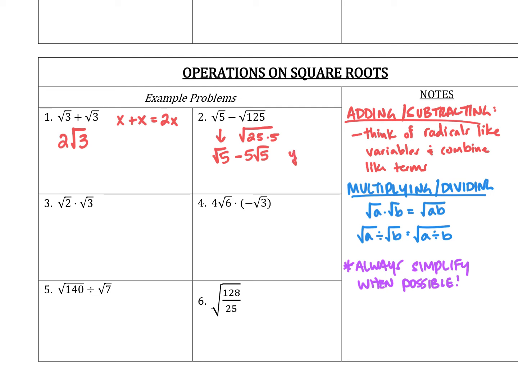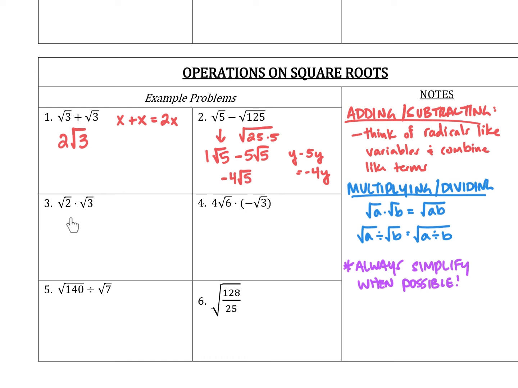If this said y minus 5y, we would know that that's going to be negative 4y. Well, we have something similar here. We have a square root 5. If you need to say 1 square root 5, you could write it like that. 1 square root 5 minus 5 square roots of 5 is going to leave us negative 4 square roots of 5.